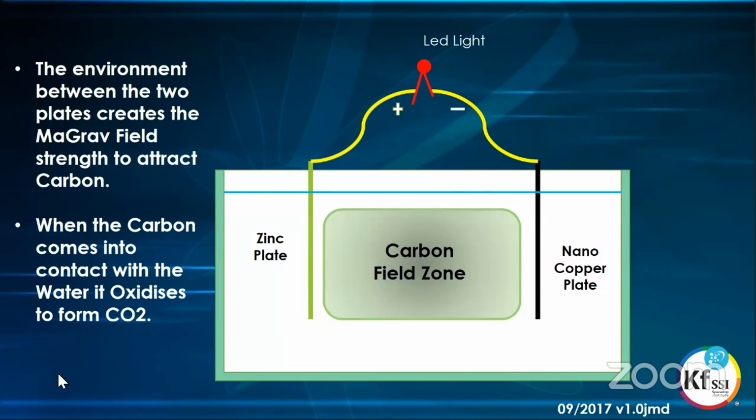With the CO2, we have our zinc plate and our nano copper plate, and we create an environment between the two plates. That environment has a magnetic gravitational field strength equivalent to carbon, which attracts carbon from your environment. When that carbon comes into contact with the water, it oxidizes to form the CO2. So essentially the zinc plate and the nano copper create a certain condition in our box.